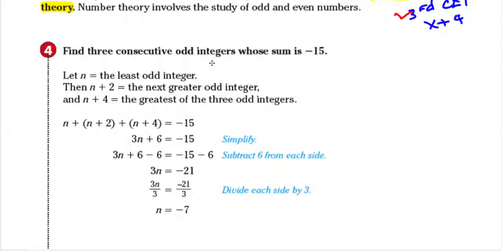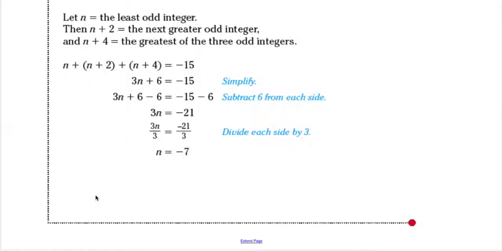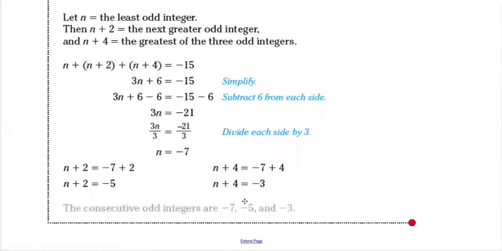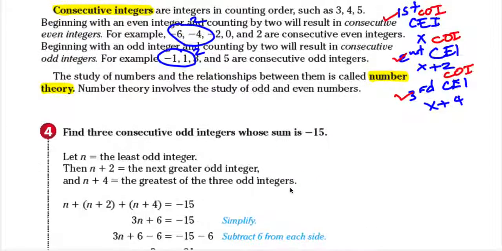Now we've only answered part of the problem, because it's saying find 3 consecutive odd integers, and we found 1. So we simply substitute n into our let statement. So n plus 2 equals negative 7 plus 2. The next odd integer would be negative 5, and we get n plus 4, it's negative 7 plus 4, which is negative 3. So now the 3 consecutive odd integers are negative 7, negative 5, and negative 3.